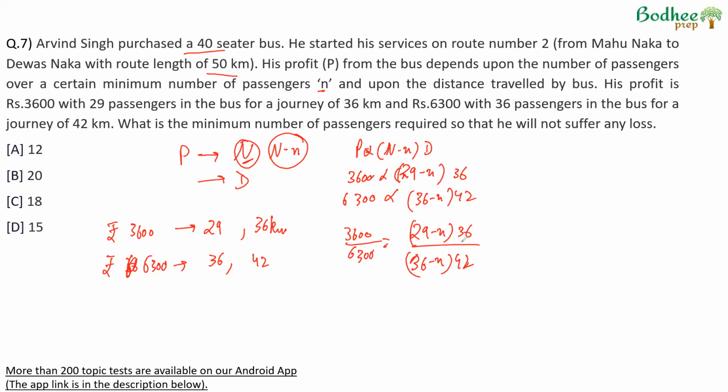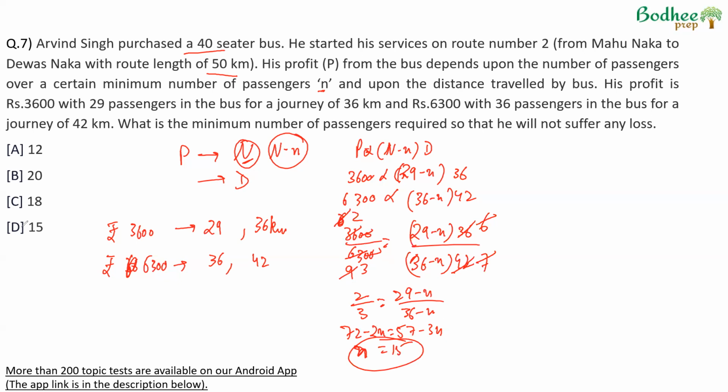Now we start cancelling out. 6 6 are 6 7s are 0 0 cancel. 4 6 3 7 6 7 9s are 63. 6 6 are 36. 3 2s are 3 3s are. And therefore 2 by 3 is equal to 29 minus n upon 36 minus n. 72 minus 2n is equal to 57 minus 3n, which means 3n minus 2n is equal to 72 minus 57, therefore 15.